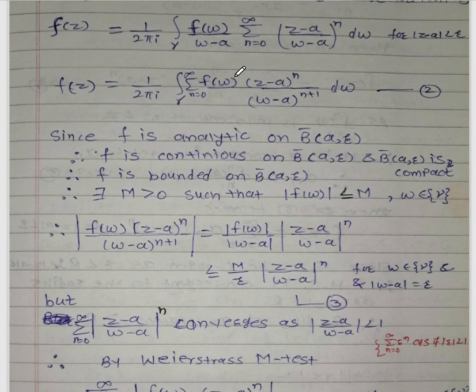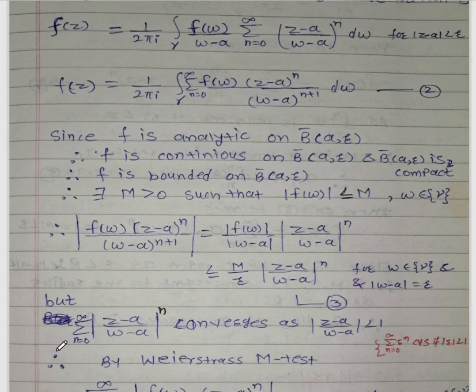Okay, here we have only put the value of 1 upon w - z in equation number 1. Okay, so what are the next steps? So f(z) is as it is, 1/(2πi) as it is. We can write these steps: here we take f(w)/(w - a) inside. So summation n = 0 to infinity f(w)(z - a)^n / (w - a)^(n+1) dw, equation number 2.